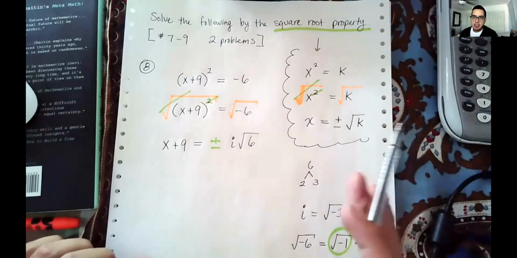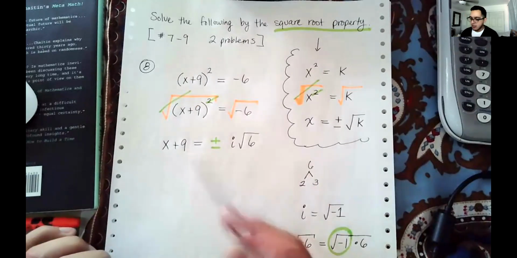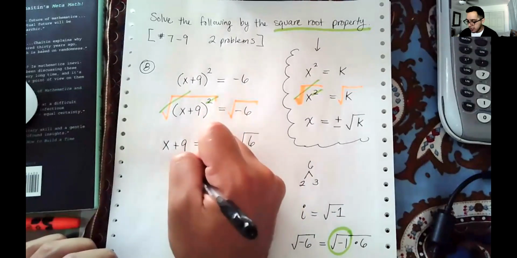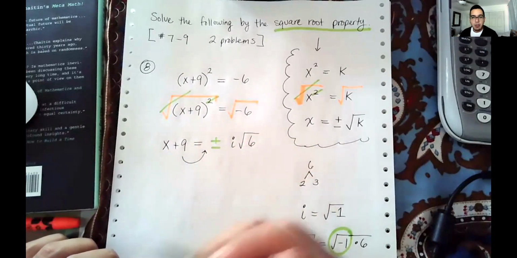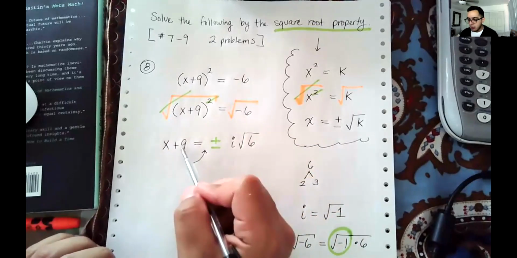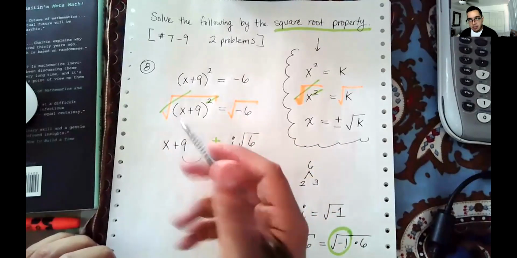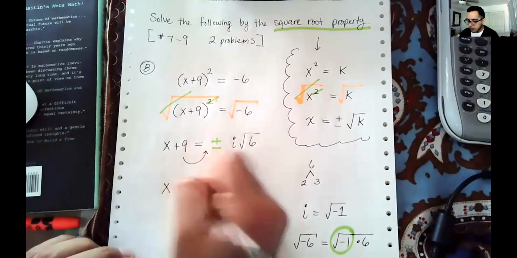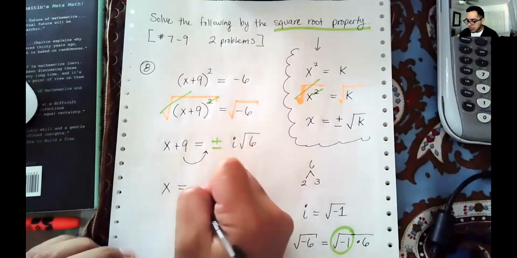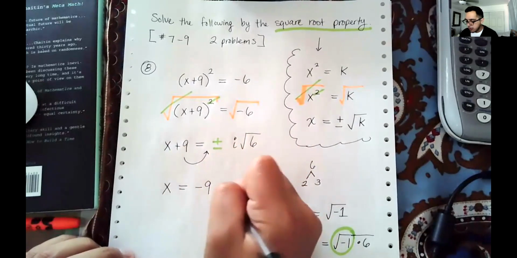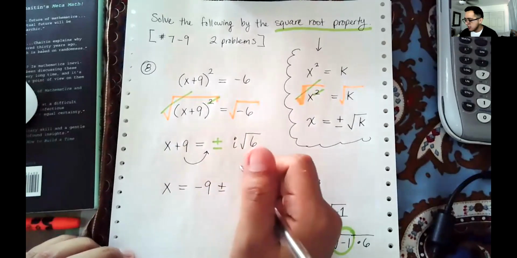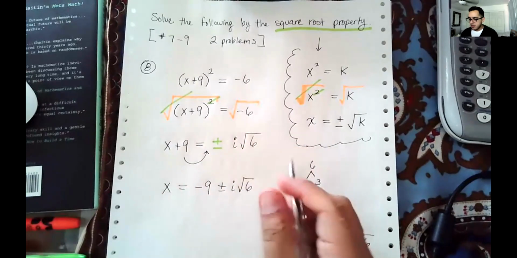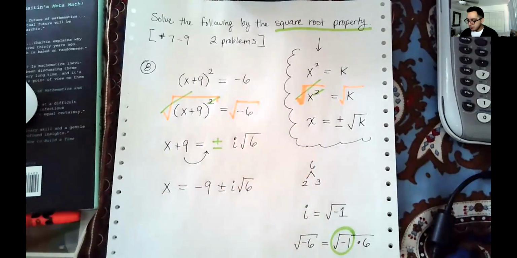But now the name of the game is just that we need to get x by itself. And so really we just need to move this positive 9 over to the other side. And I like to think about it as just moving it right here in front of the plus or minus. And in order to move that positive 9 over to the other side, you have to subtract it. So the sign is going to change. So we have x is equal to negative 9 plus or minus i square root of 6. And so that will be your solution.